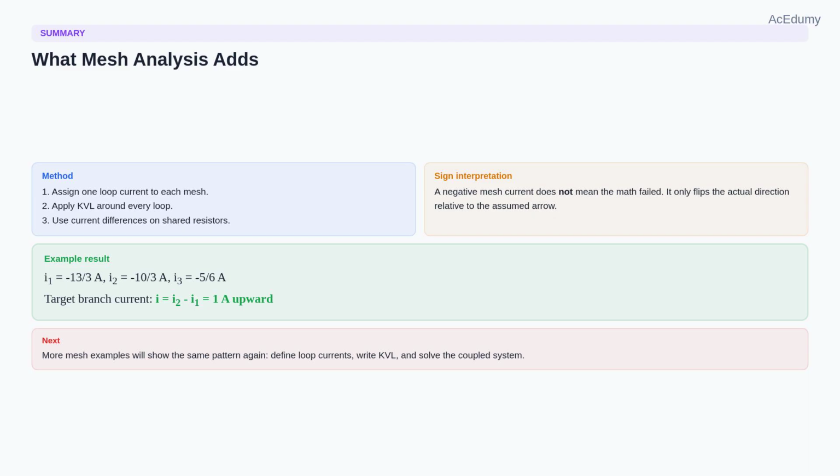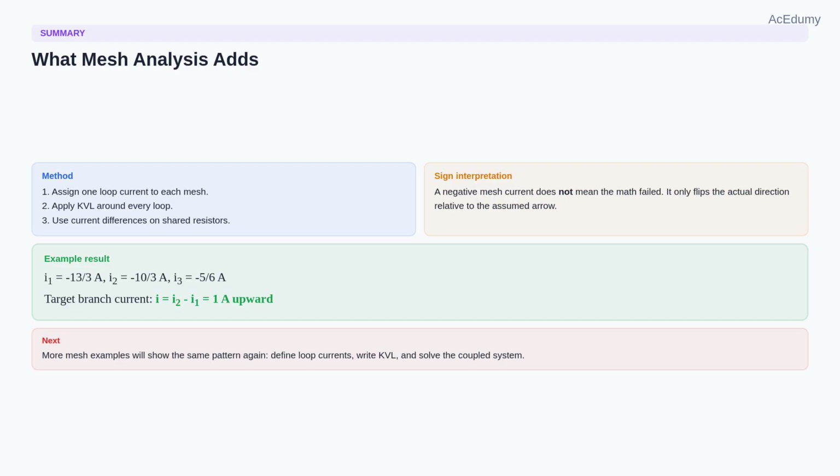That is the full workflow of the mesh current method. First, assign one loop current to each mesh. Then, write Kirchhoff's voltage law around each loop. On every shared element, use the current difference between neighboring meshes. Finally, solve the linear system and interpret the sign of each result.